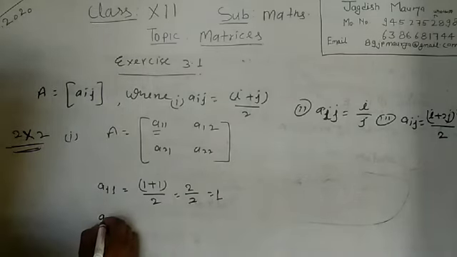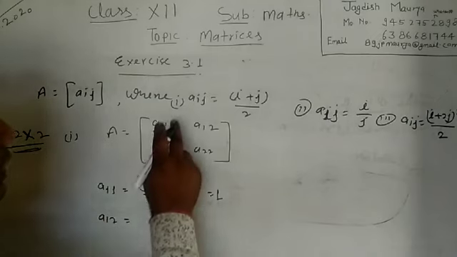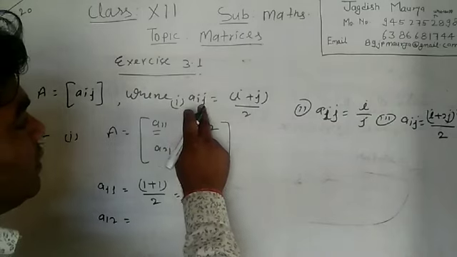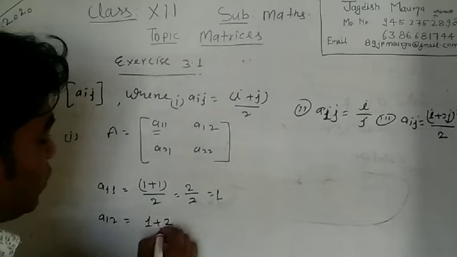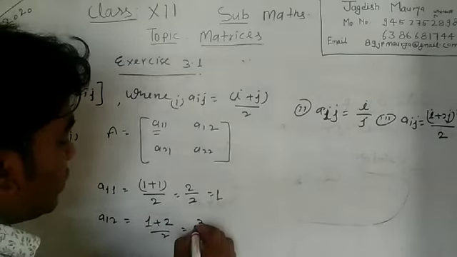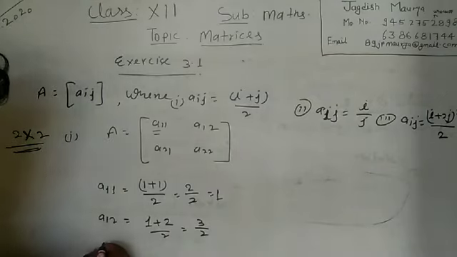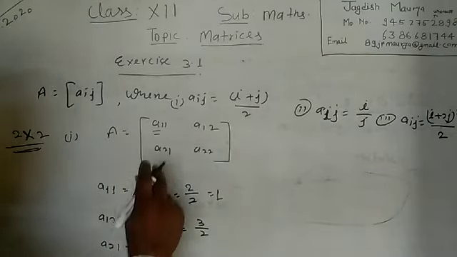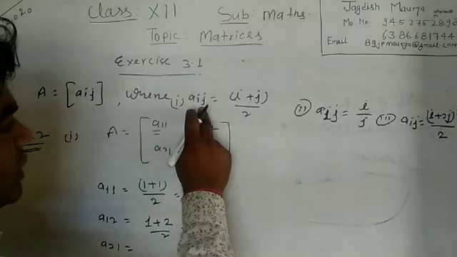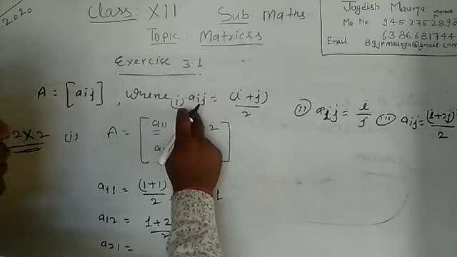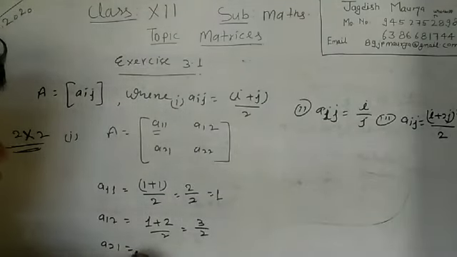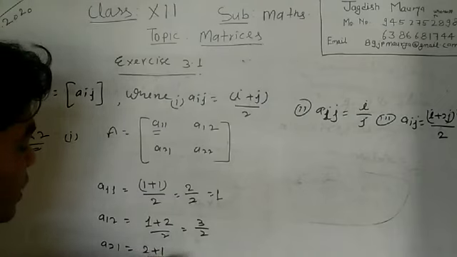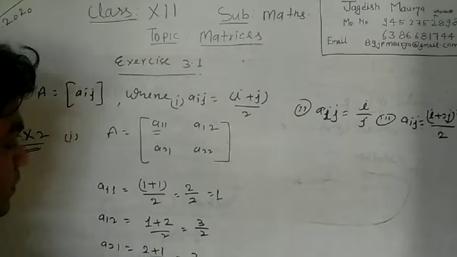We have to find here A12. i equal to 1 and j equal to 2. So A12 equal to (1 plus 2) upon 2, which is equal to 3 upon 2. Here A21: now i equal to 2 and j equal to 1. So A21 equal to (2 plus 1) upon 2 equal to 3 by 2.